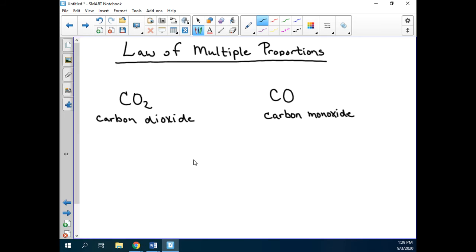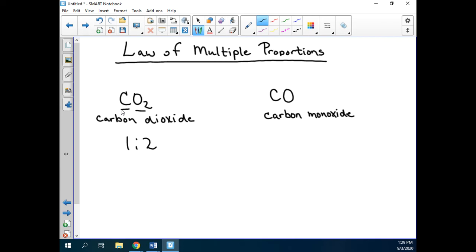For law of multiple proportions, it basically means that even though both of these compounds have carbon and oxygen in them, they can be very, very different. So the ratios in which they come together can change all the properties of the compound. Everybody knows carbon dioxide is a harmless gas, but it's made up of carbon and oxygen. It's just in a 2-to-1 ratio.